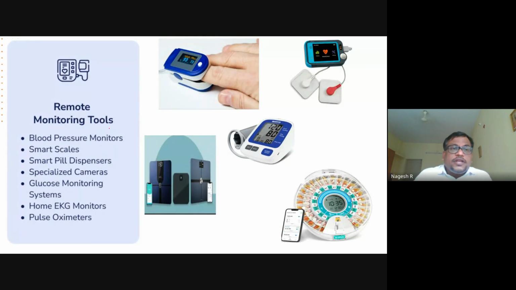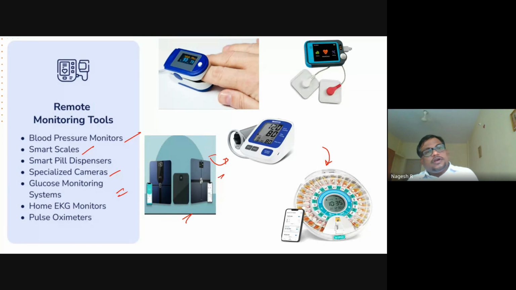The other remote monitoring tools like blood pressure monitors and smart scales are also connected to the internet. There are weigh scales which measure your body mass and BMI, and suggest if you are overweight or obese. These are again connected to the internet, and you can get real-time readings as well as track your weight loss or weight gain. Specialized cameras, as I mentioned in the previous slide, and glucose monitoring, which I also mentioned in the previous slide.